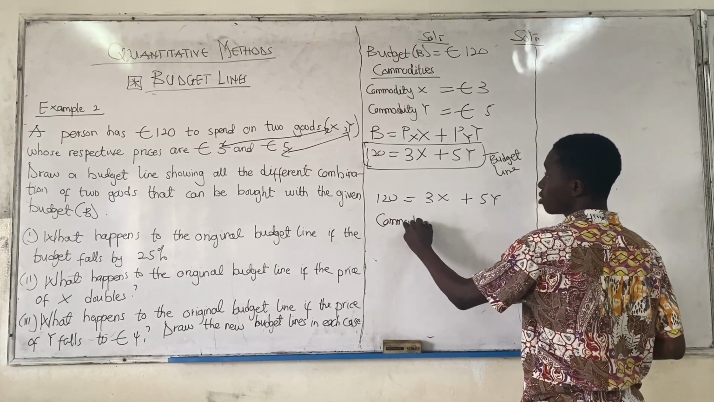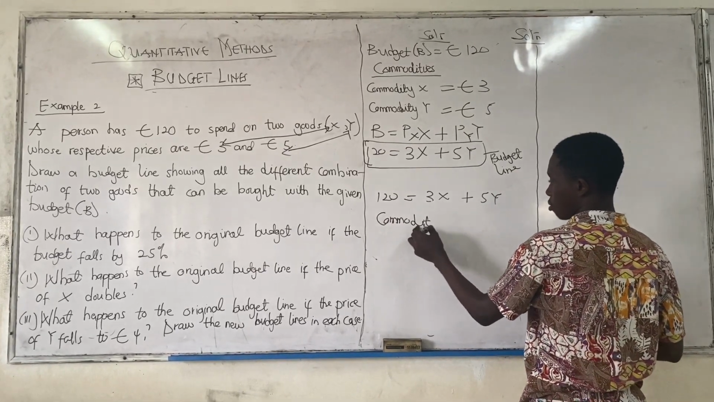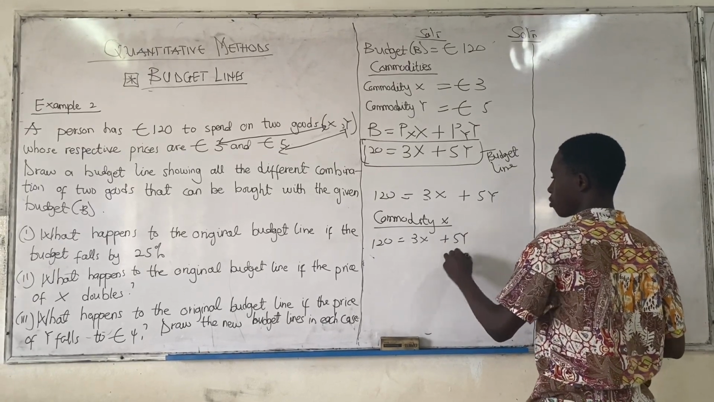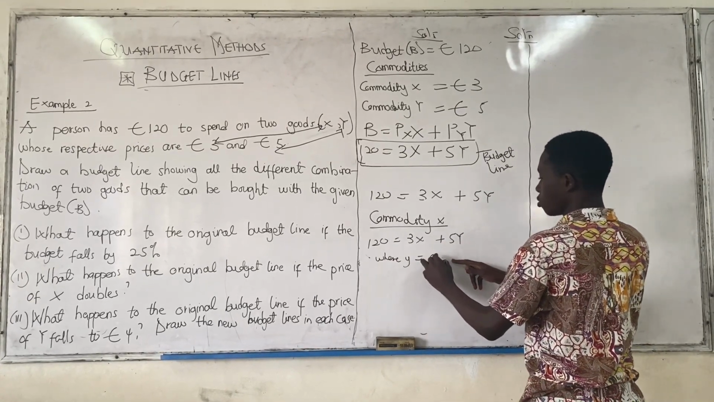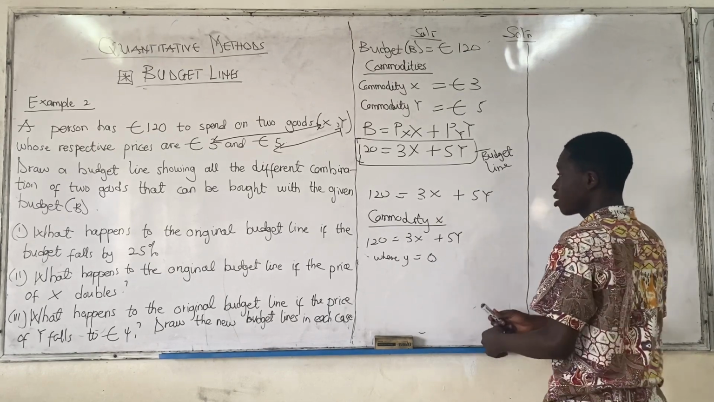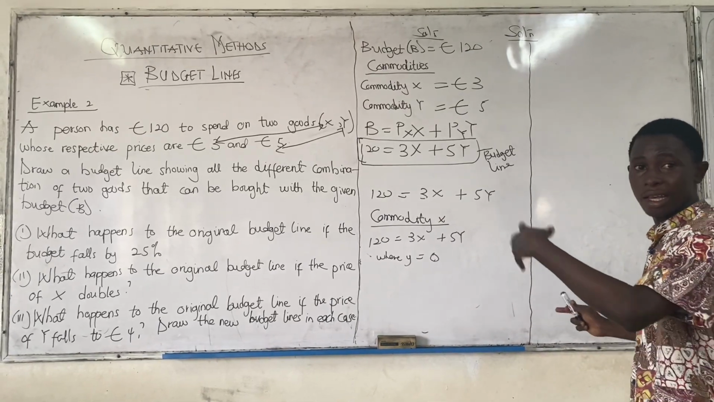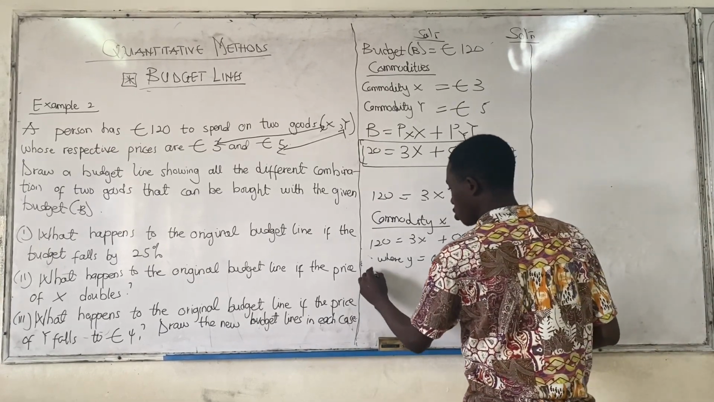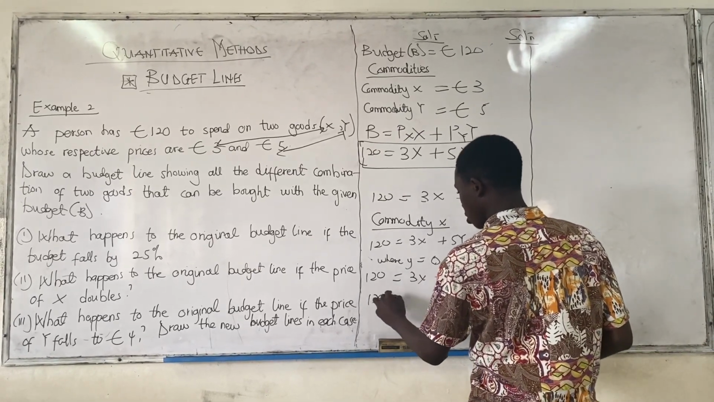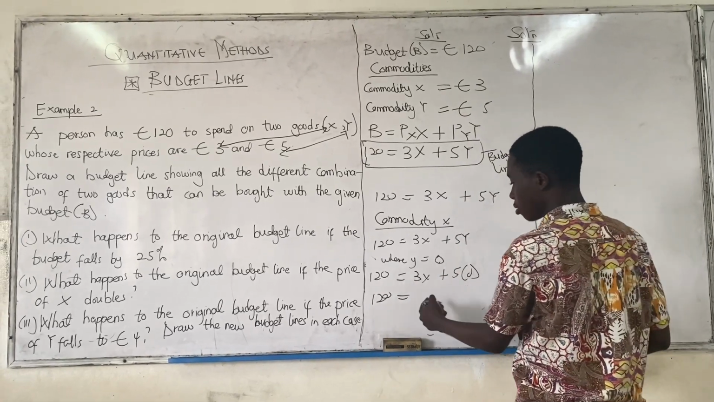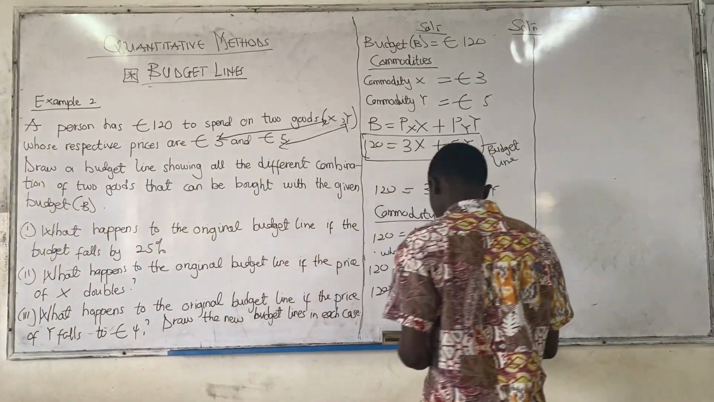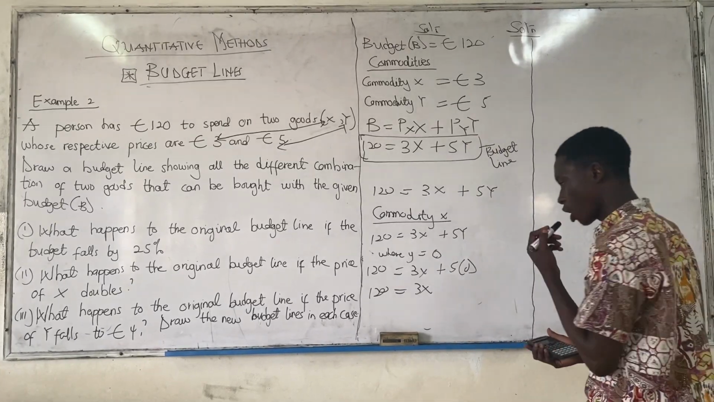We are looking for commodity X. So 120 equals 3X plus 5Y, where Y is equal to 0. We are making Y equal to 0 because we are looking for commodity X. If you want to find X, you make Y 0. If you want to find Y, you make the other side, which is X, also 0. So where Y is 0, you have 120 equals 3X, and 5 times 0 is 0. So you still write the 3X. So 120 divided by 3, I'm going to get 40.